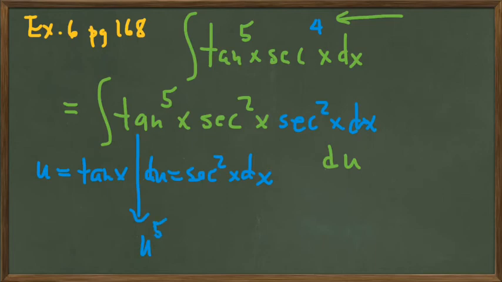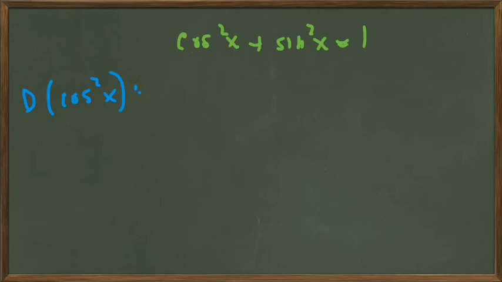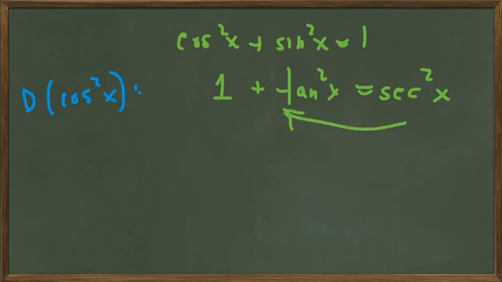Now we probably don't remember this identity so well involving secants and tangents, so let's show how to get it. We know cosine squared x plus sine squared x equals 1. Of course, that's easy to remember. If we divide everything through by cosine squared x, the first term becomes 1. Sine squared divided by cosine squared is tangent squared x, and that equals secant squared x, 1 over cosine squared x. So that allows us to convert secant into 1 plus tangent squared.